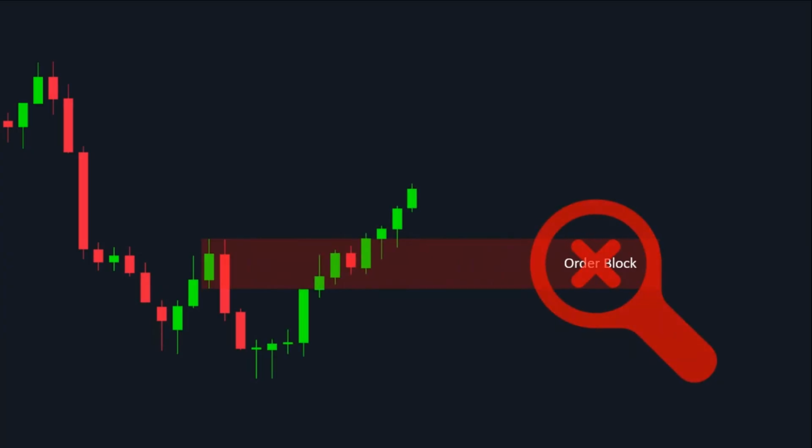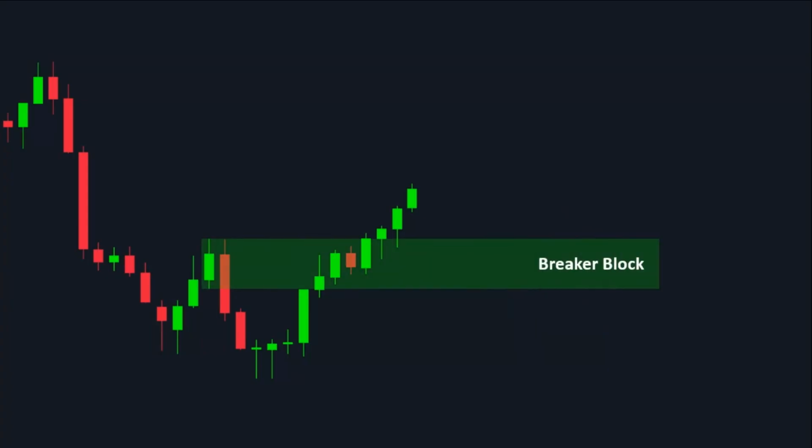Most traders rely on order blocks to predict the price, but what happens when those order blocks fail? That's where one of the most overlooked yet powerful strategies comes in, the breaker block. It flips failed zones into high-probability setups, catching traders on the wrong side and positioning you with smart money. If you've ever wondered how to turn losses into opportunities, this strategy is the key.